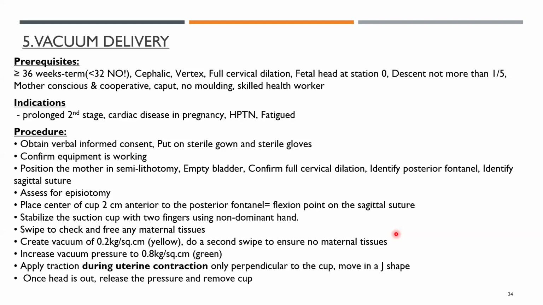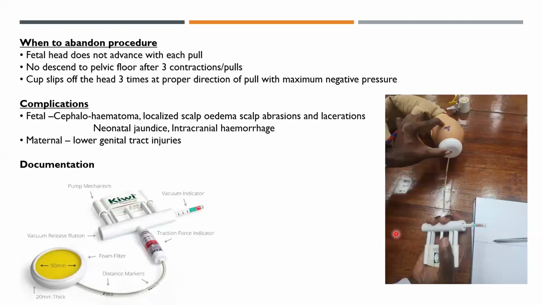Next, apply traction during a uterine contraction. Don't just keep pulling. When the mom says, okay, I'm experiencing a contraction, during that contraction, she pushes and you pull. And this is done only perpendicular to the cup. As the baby's head is coming out, you move sort of in a J-shaped manner, going upwards. Once the head is out, release the pressure and then remove the cup.